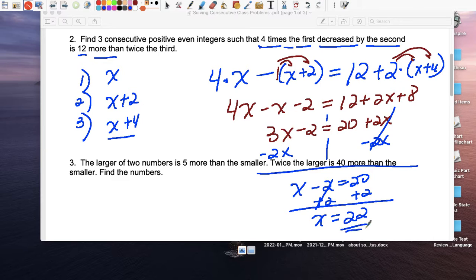So that makes my first even integer 22. The second one would be 22 plus 2, which is 24. And the third one would be 22 plus 4, which would be 26. So there are my 3 consecutive even integers.